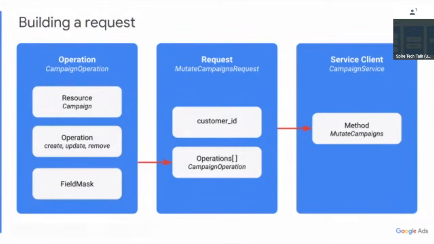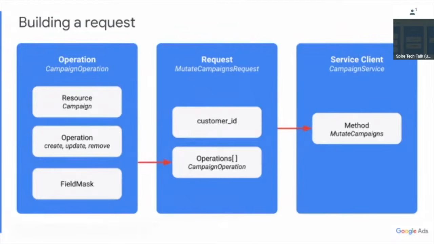So the first thing you'll do is create a campaign operation, or an operation generally for any resource. In this case, it'll be a campaign operation, which is comprised of a resource, in this case, our campaign. We'll then set an operation to that resource, such as set, create, update, or remove. And this is similar to the AdWords API if you've used this in the past. However, the syntax is a little more concise, so a little less code. It's always good for everybody.